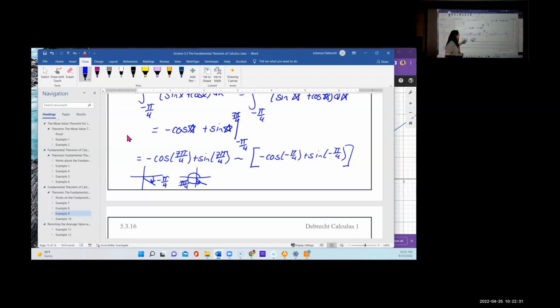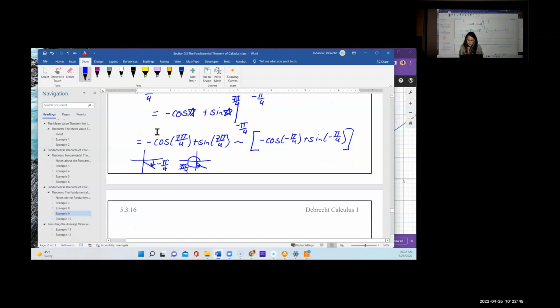So when I look at these, the cosine of 7 pi over 4 is 1 over the square root of 2, right? Or square root of 2 over 2, however you want to put that in. It's negative, so this is going to give me negative 1 over the square root of 2. The sine of 7 pi over 4, because it's in quadrant 4, is going to be negative because sine is negative in quadrant 4. So that gives me minus 1 over the square root of 2 again.